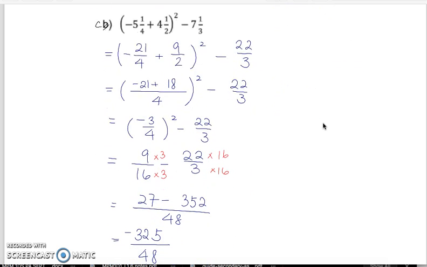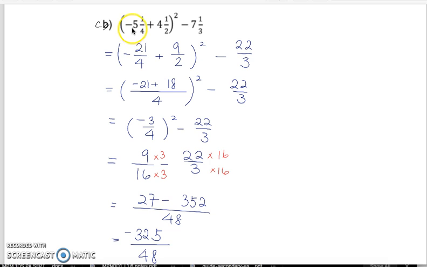Part C. We have a lot of mixed fractions. We are squaring fractions and we are subtracting. So best practices says we are going to convert all the mixed fractions into improper fractions first.